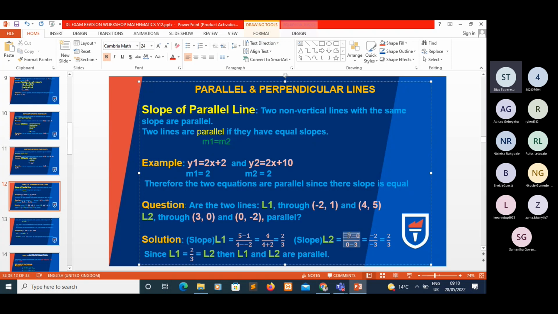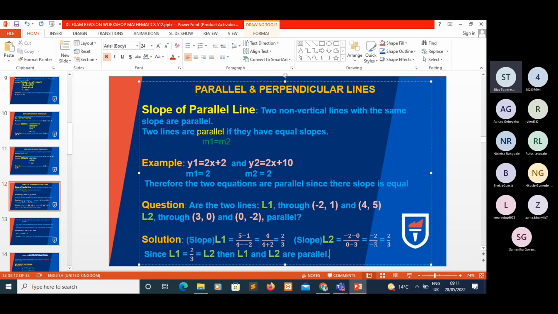So minus 2 minus 0, divided by my X2 minus my X1, okay? So I'm saying 0 minus minus 3, divided by 0 minus 3, okay? So minus 2 minus 0 is simply minus 2, okay? This is minus 2. So 0 minus 3 is simply minus 3.